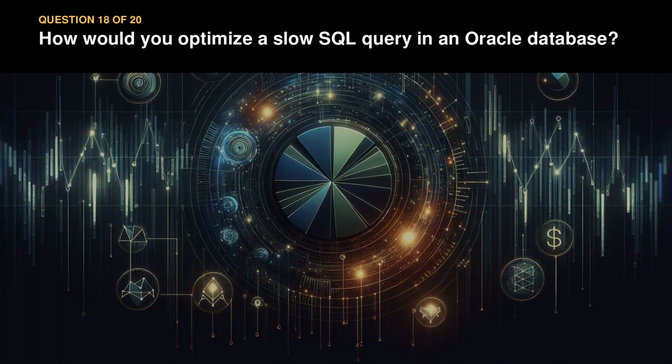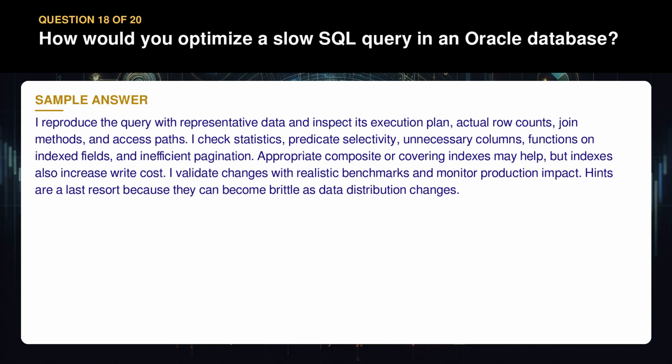Question 18. How would you optimize a slow SQL query in an Oracle database? I reproduce the query with representative data and inspect its execution plan, actual row counts, join methods, and access paths. I check statistics, predicate selectivity, unnecessary columns, functions on indexed fields, and inefficient pagination.